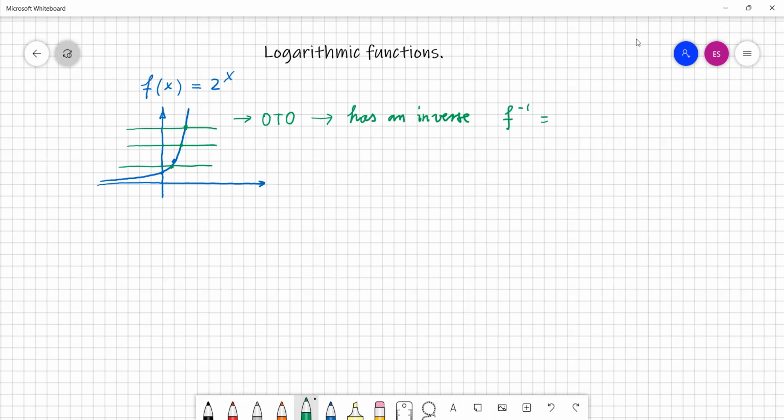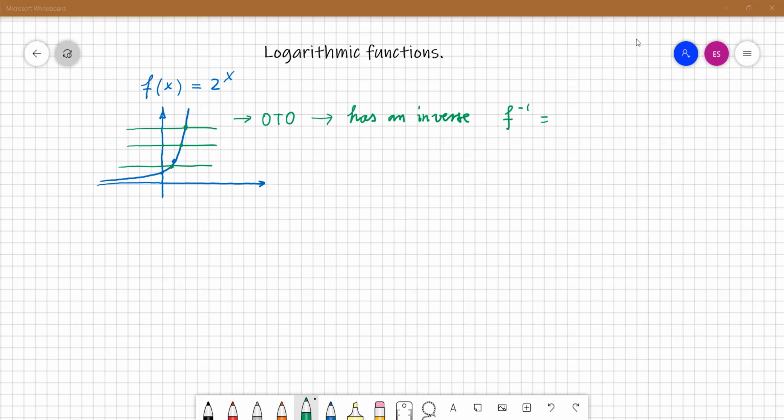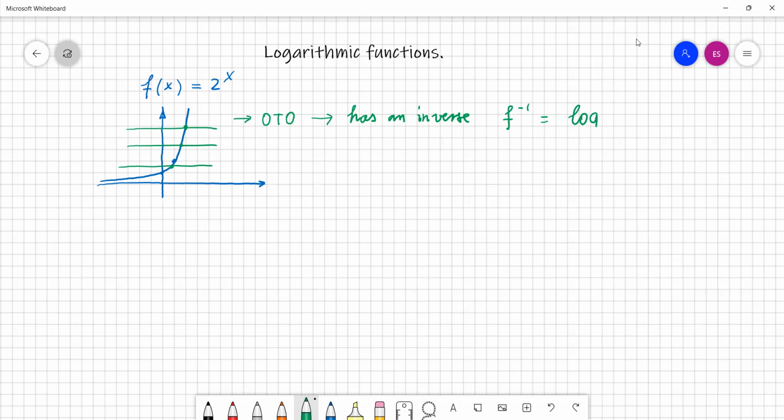It's not going to be 2 to the power of x inverse, because this way it looks very much like 2 to the power of x to the power of -1. No, we're not going to use this notation. We're going to introduce a new notation. The inverse function is going to be called log with base 2 of x.